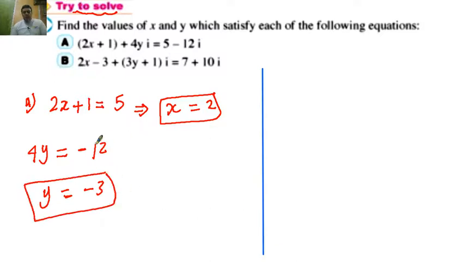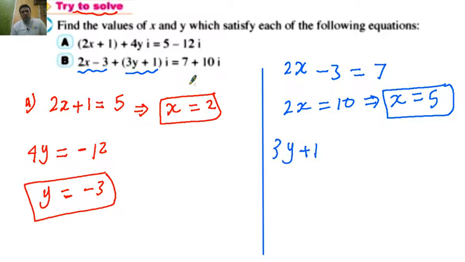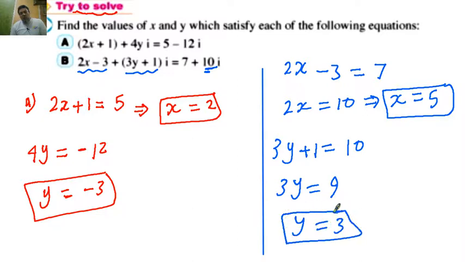Number B. The real part is 2x minus 3 equals the real part, 7. Then 2x equals 10, by dividing by 2, then x equals 5. That's the value of x. The imaginary part is 3y plus 1. The imaginary part in the right side equals 10. Then 3y equals 10 minus 1, 9, divided by 3, then y equals 3. That's the value of y.